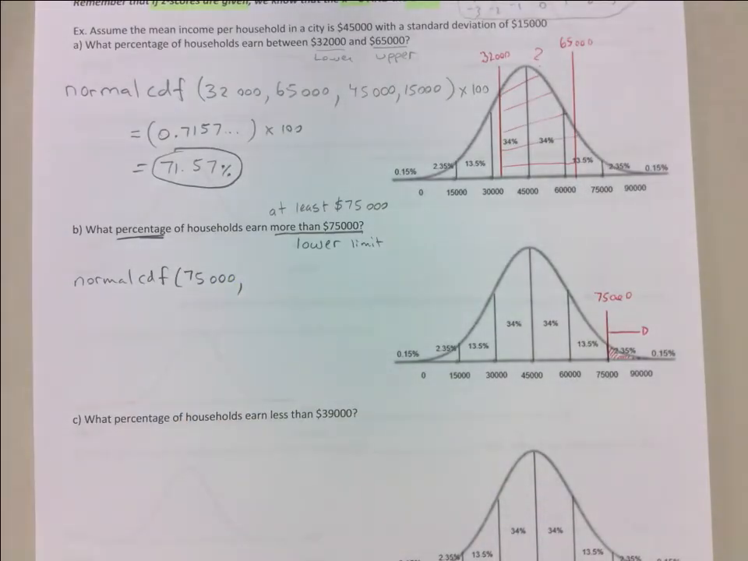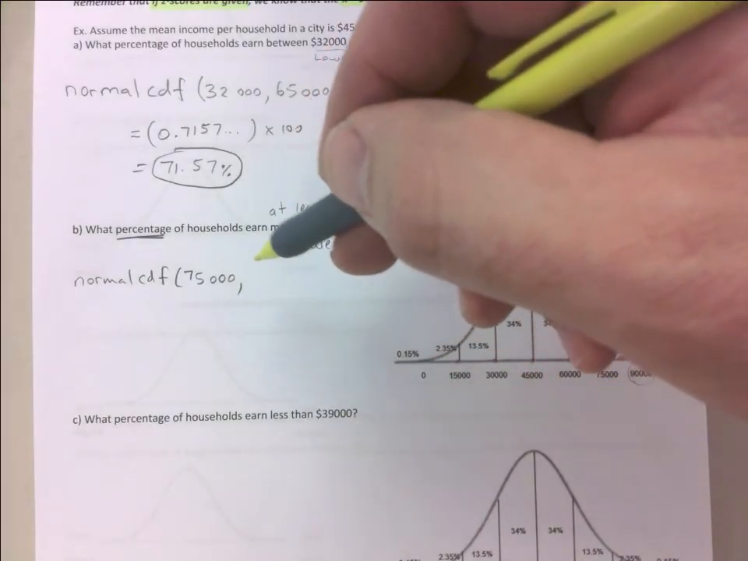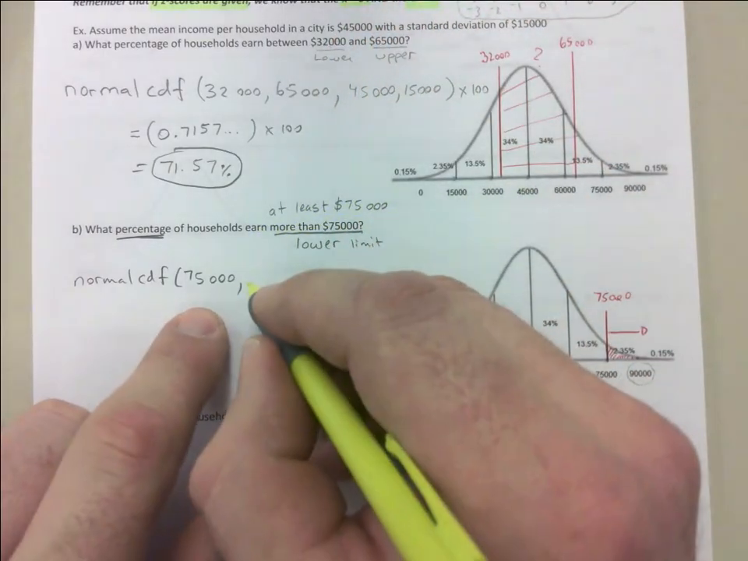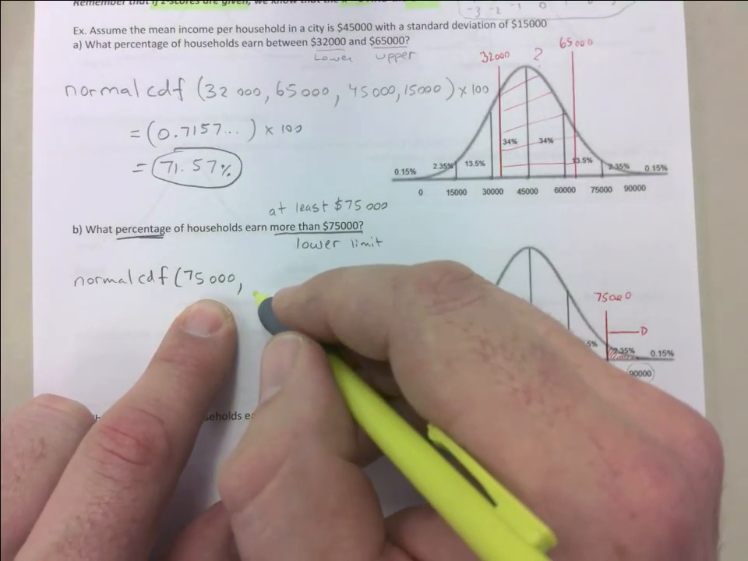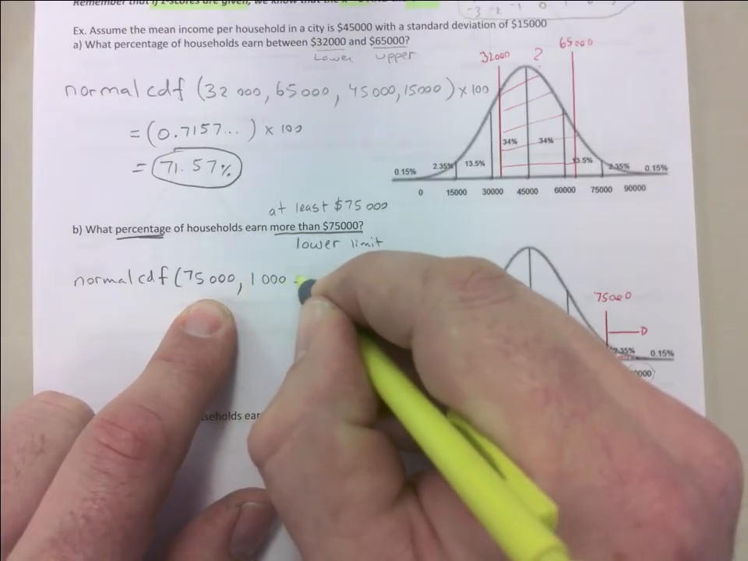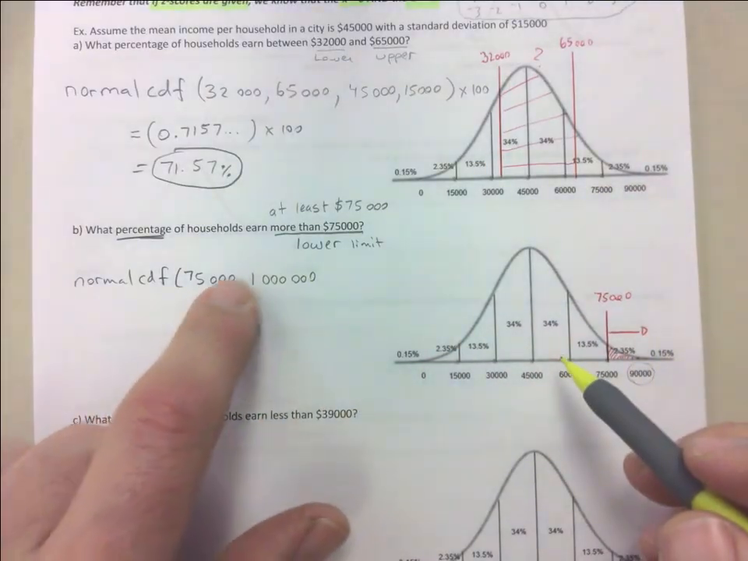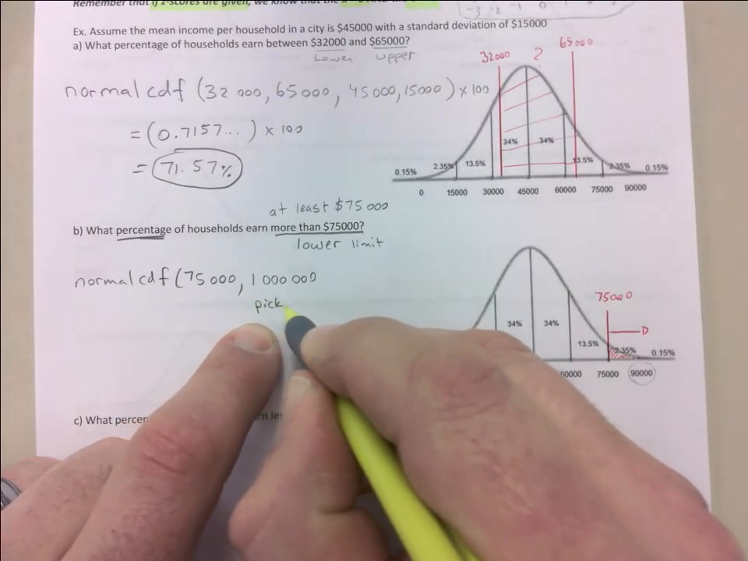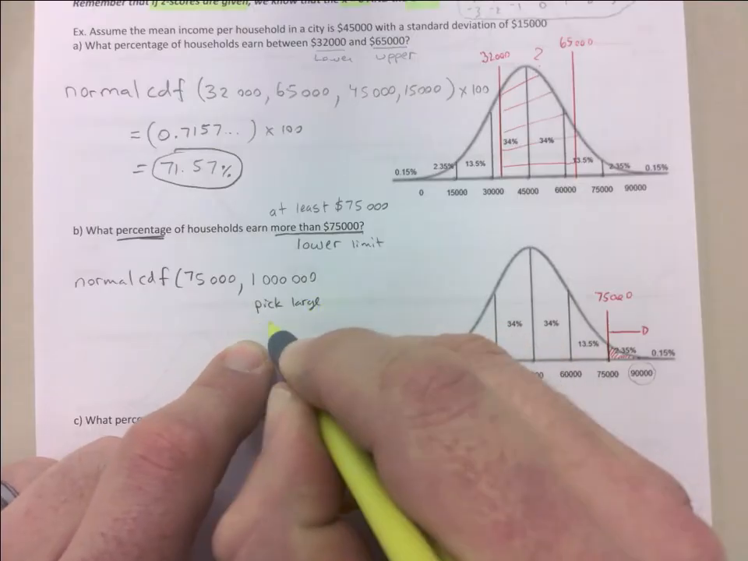What is the upper limit? Is there an upper limit? You might think, oh, Mr. Dirksen, there's a 90,000 there. I'm just going to put the 90,000 in there. No. Just pick a really, really big number. I tell my students most of the time a million works. So 1 followed by zeros, just pick a really big number, much bigger than what you have here. So I will just say this, pick a large number.